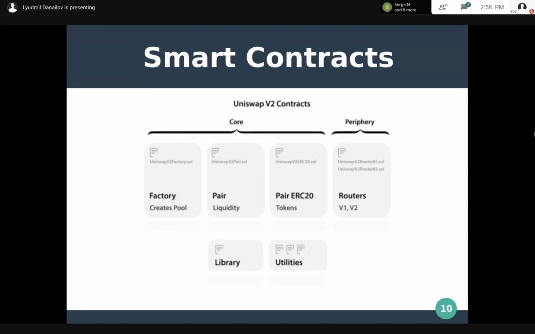Yeah, that's about it for the presentation. I actually had more info on smart contracts, but I realized late, like half an hour ago, that the smart contracts I was looking at were for Uniswap V1 and not V2. So, yeah.